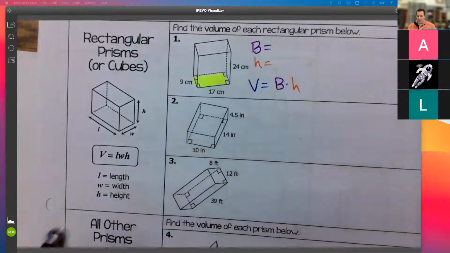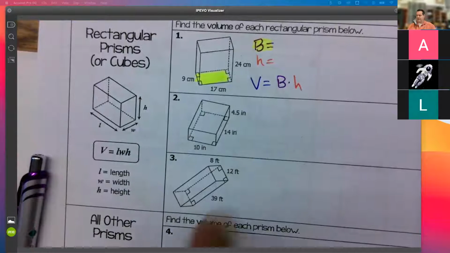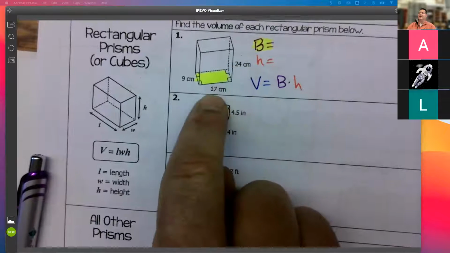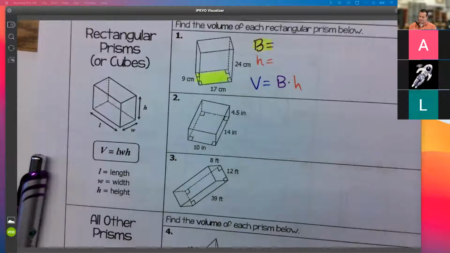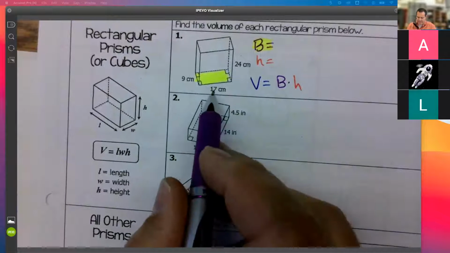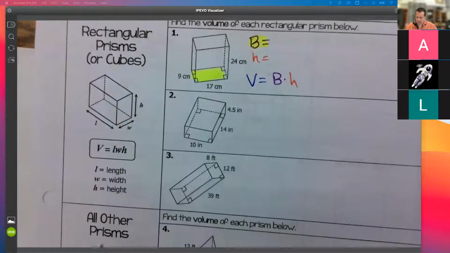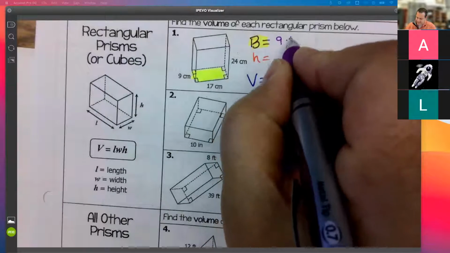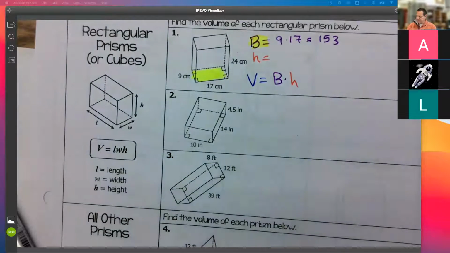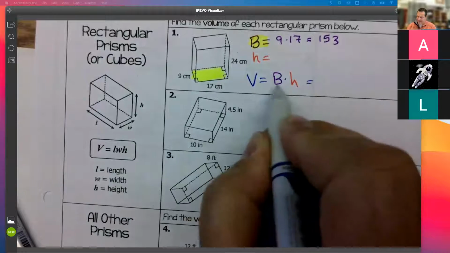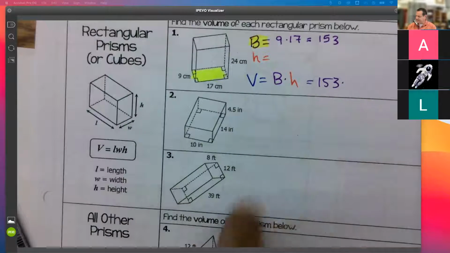When I'm finding the base, what I'm looking for is the two-dimensional area, right? So this B, capital B, stands for the area of this shape. In this case, what kind of shape is that? Rectangle. And how do we find the area of a rectangle? Length times width, right? So I would do 9 times 17, which is 153. And that's the first part of my formula. It's saying find that base, which I just found is 153, times the height.